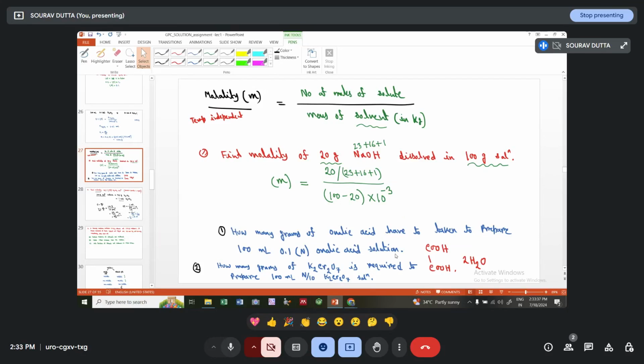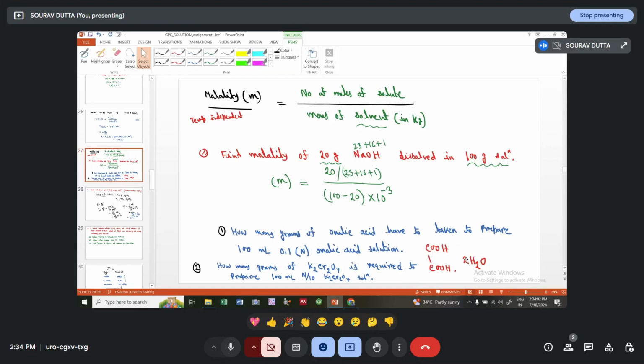There are two homework problems for you. How many grams of oxalic acid have to be taken to prepare 100 ml of 0.1 normal oxalic acid? The molecular formula of oxalic acid is given to you. Oxalic acid is a diprotic acid, and you have to include 2H2O also. This is the water of crystallization. So the molecular weight of oxalic acid is not 90, it is 90 plus 2 into 18, that is 36. So the molecular weight is 126.